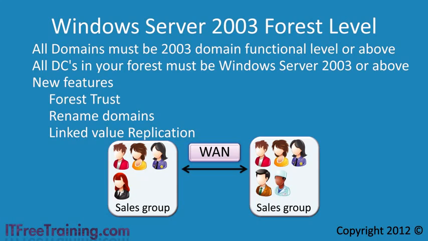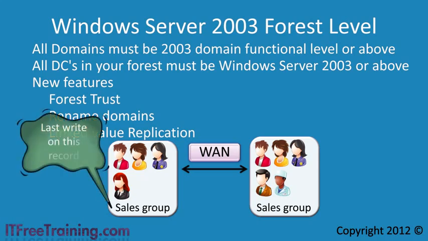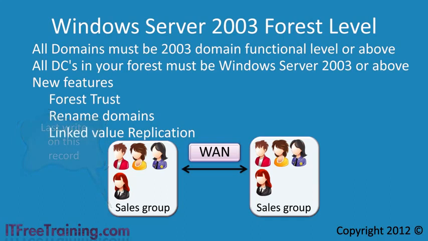Before linked value replication, Windows used a last write wins policy. Basically, this means that whoever updated the record last would be considered the newest and thus correct record. You can see in this example that two users who were added to the group have been lost when the replication occurred. Linked value replication, in comparison, replicates only the changes in group membership. In this example, the users that have been added to the group are replicated.